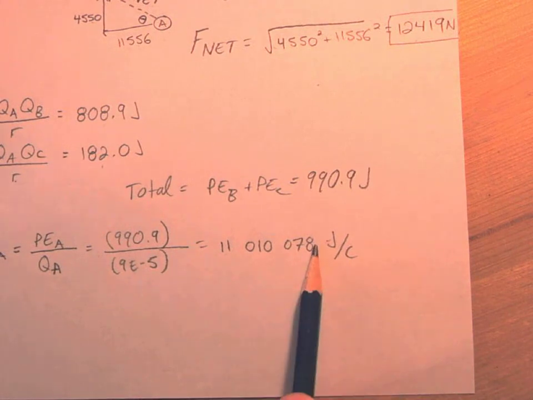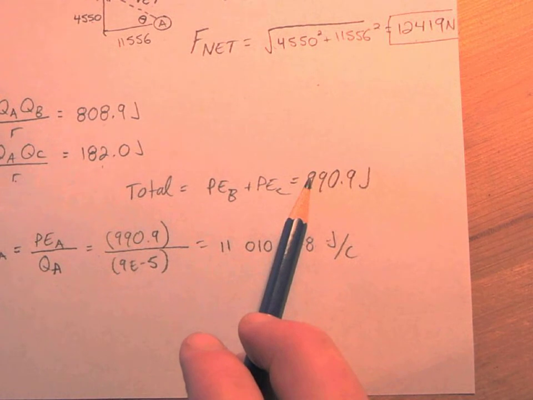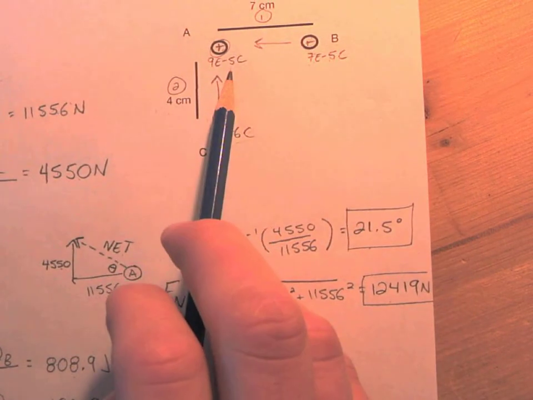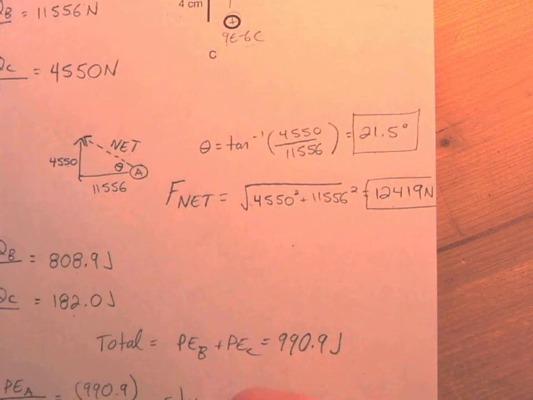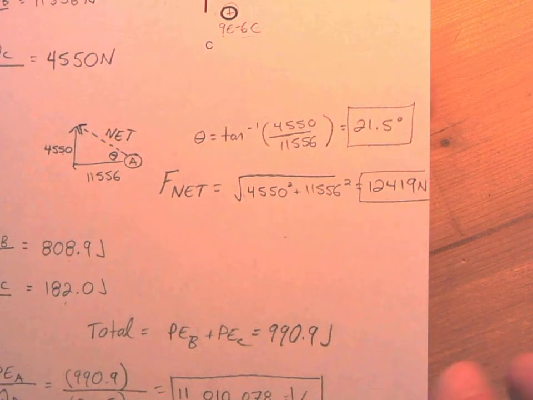Okay, so you can tell it's a lot higher than our 990, but that's because 1 coulomb is a lot more than 9e to the negative 5. And there's the practice test. Thanks.